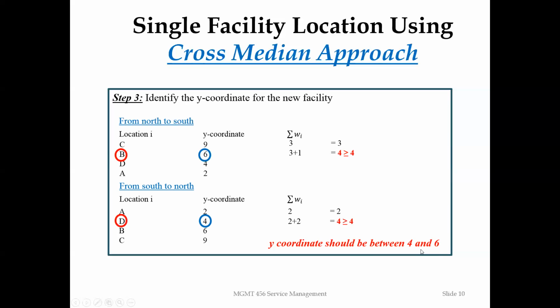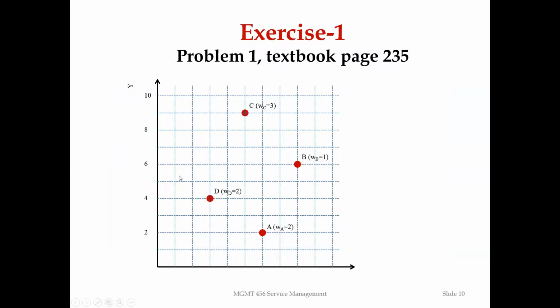Okay. So in step 2, we just identified the x coordinate, which is a single value. In step 3, we identified the y coordinate, which is a range. It should be between 4 and 6. So what does that mean? If we look at the map, these are the 4 different cities. So where shall we locate the new facility? If you look at the X coordinate as we identified in step 2, it should be a single value. It should be 5. So X should be equal to 5 for the new facility.